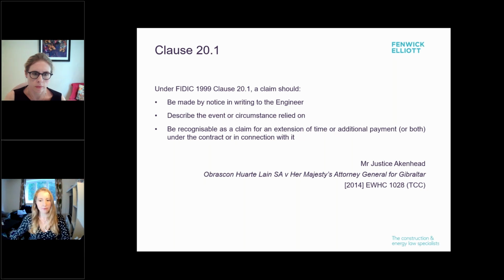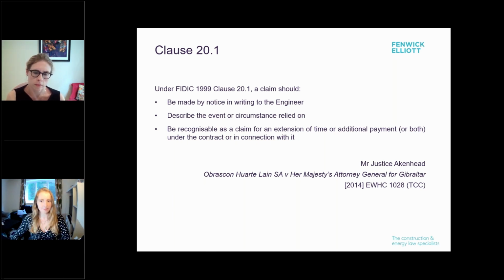While there is no particular form of notice required by subclause 20.1, this also was construed in the context of the contract as a whole. And so by virtue of clause 1.3, it was concluded that the notice will need to be given in writing. Further, in order to be considered a notice under subclause 20.1, reference will need to be made to the fact that there is delay, and the notice will need to make clear that a claim for extension of time is being made.